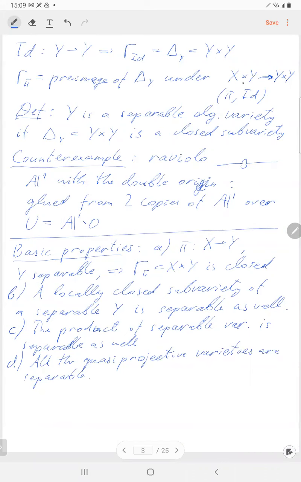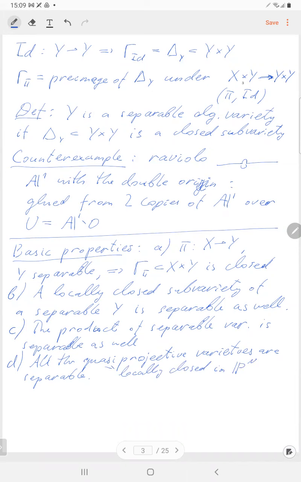Could you remind what quasi means? Quasi-projective means locally closed in a projective space. Okay. Thank you. Welcome.